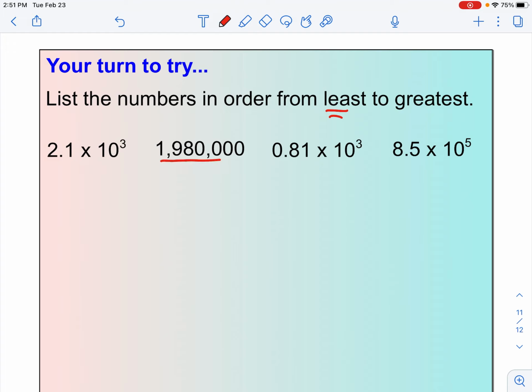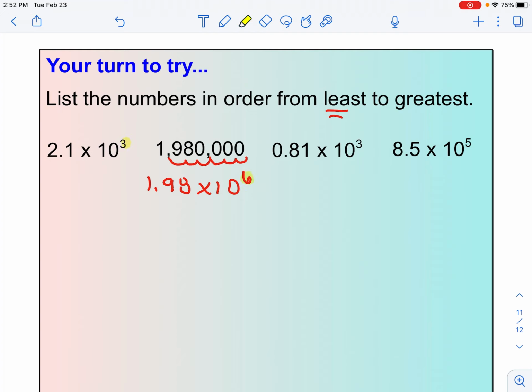Well, first of all, we should take this number right here and put it into scientific notation. So I need to move the decimal point over 1, 2, 3, 4, 5, 6 places. So this is 1.98 times 10 to the 6. Again, a positive exponent because it's a big number.